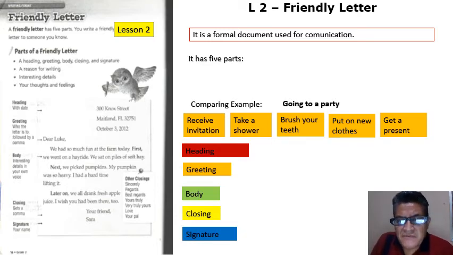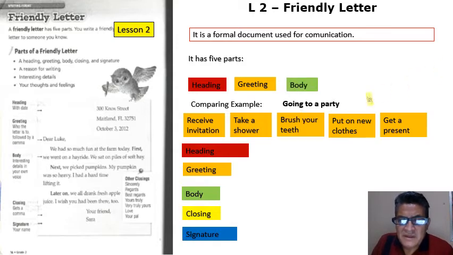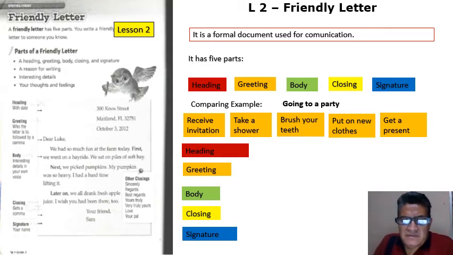The letters have 5 parts which we are going to be checking. For example, it has a heading, a greeting, a body, closing, and a signature. These are very important elements, and we need to understand how they function so that a letter can be written correctly. You might say, why do we have to write letters? Because they are no longer necessary.